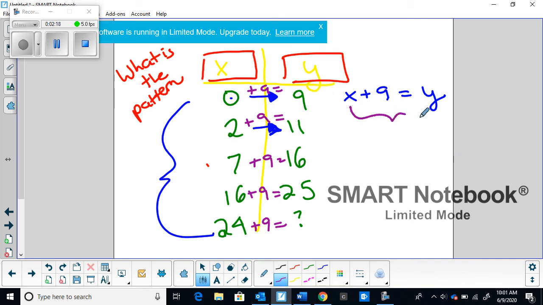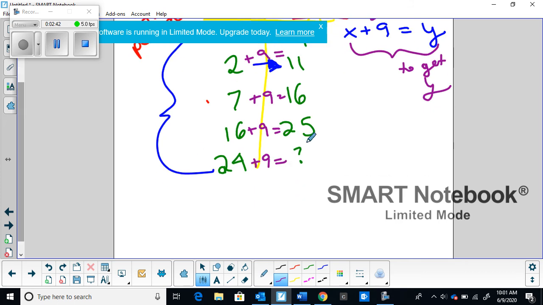So we add 9 to x, we get y. And that's all that I'm doing when I write this equation. We add 9 to x to get y, and I was able to put that into an equation. So now that I have it in this equation, I can plug in this value of x into the equation, and I will be able to get my y.